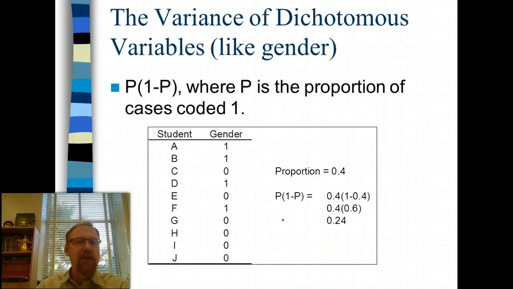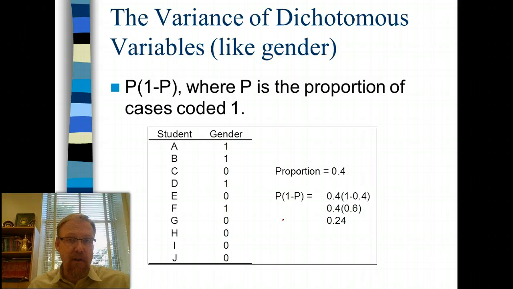Now, there's a little difference if we're calculating the variance of dichotomous variables like gender. And again, if you watched my measures of central tendency screencast, you saw that usually for nominal variables, mode, or counting frequency, is really the only appropriate measure of central tendency. But when you have dichotomous variables, you can take a mean because it will give you a proportion. So it's a little bit of an exception to the rule.